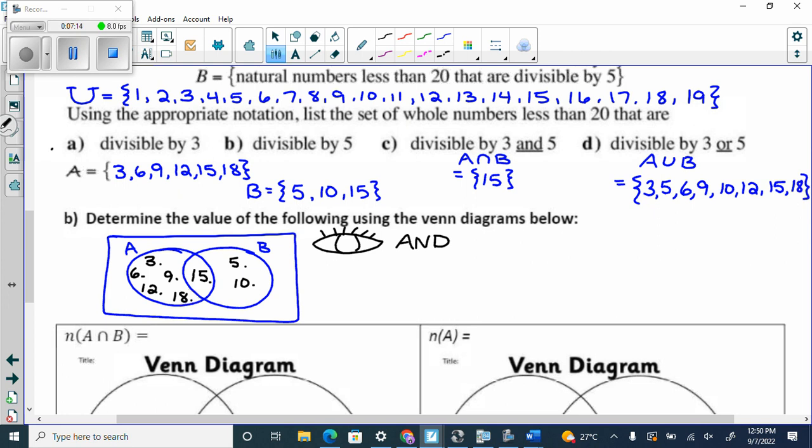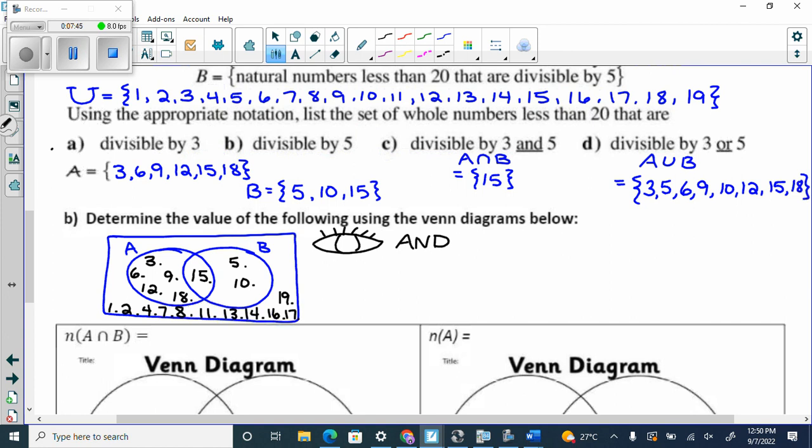So what am I going to put in here? Well, I need the numbers 1 to 19, and if they're already listed, I don't list them, right? So 1 isn't in A or B, so it's outside. 2 isn't in A or B, so it's outside. 3 is, 4 isn't, 5 is, 6 is, 7 isn't, 8 isn't, 9 is, 10 is, 11 isn't listed, 12 is, 13 isn't listed, 14 isn't listed, 15 is, 16, 17, and 19.